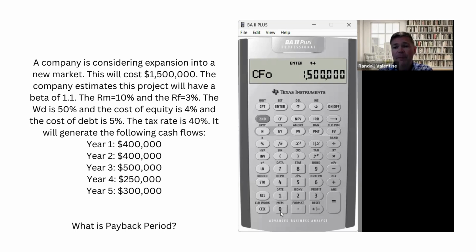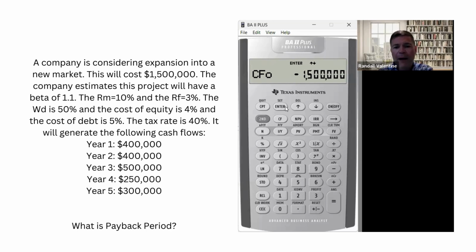This is also very important. Enter this in as a negative because that first cash outflow is an outflow. It's not an inflow. No project is going to yield you a positive return at T0. It just doesn't work like that. T0 is always going to be a cash outflow.